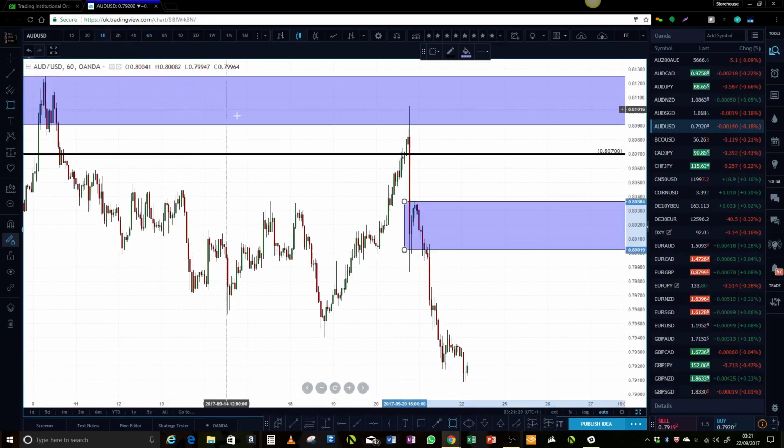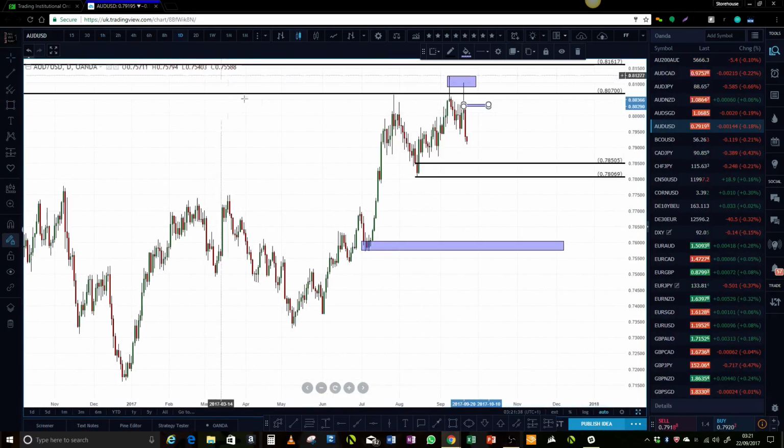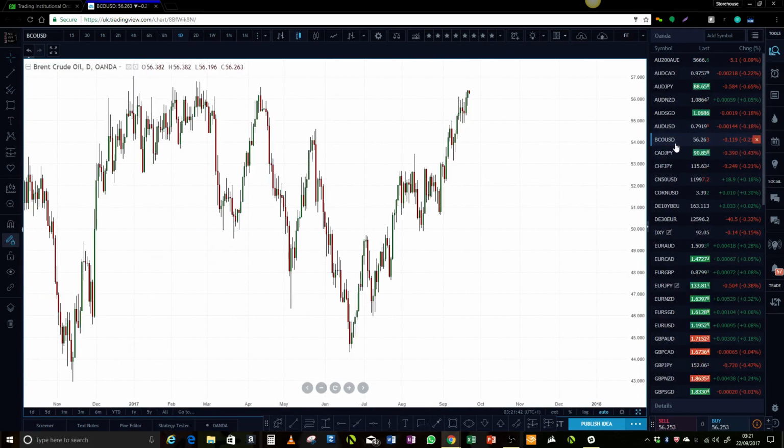Let's take a look at that on a 1 hour chart. So right up into here, maybe something to consider. I did say I was not going to go to lower time frames, but we know how that always goes.